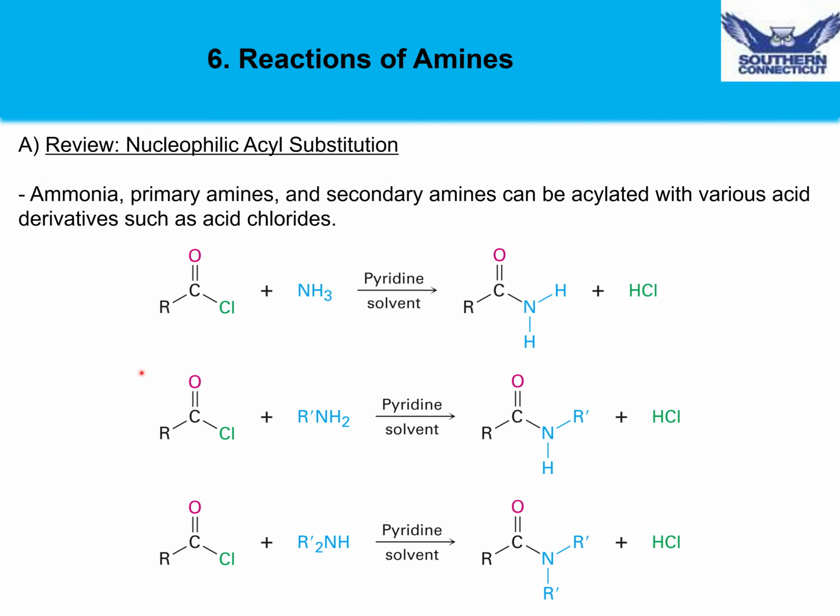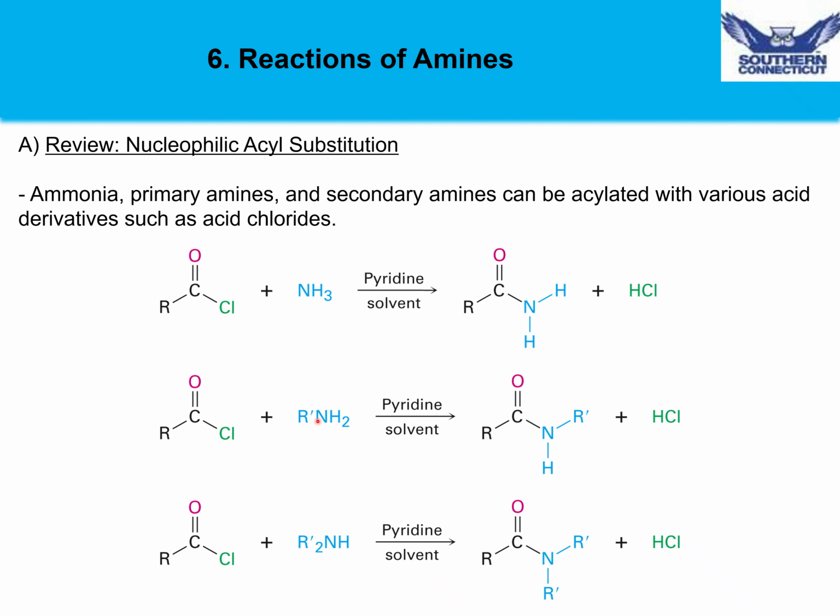We'll now discuss the reactions of amines, and we're going to start off with a review of nucleophilic acyl substitution that involves ammonia, primary amines, and secondary amines. An acid chloride, for example, can react with ammonia to produce a primary amide. The ammonia attacks the carbonyl carbon and eliminates the chlorine to give you this amide plus HCl as a byproduct.